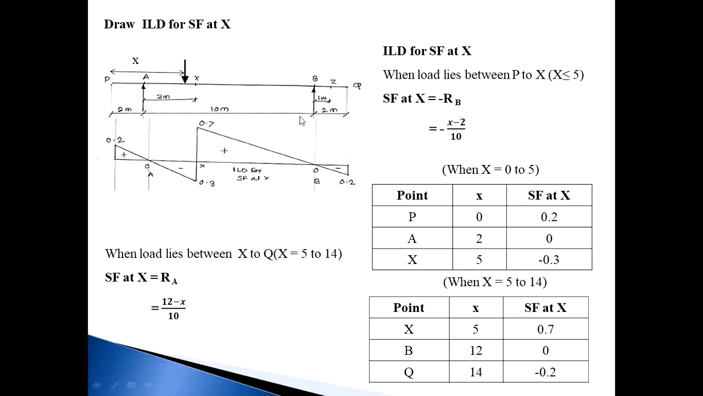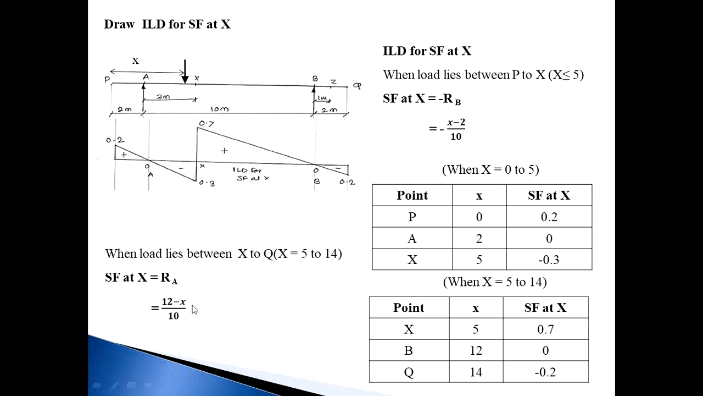This is unit load 1 and RB. The number of forces on the left side is 1, only RA. So consider the left side, and we know the left side upward force is considered positive. So the force is RA, and the RA value is (12 minus x) divided by 10. This is the equation when the load crosses point X, or when the load lies between X and Q.